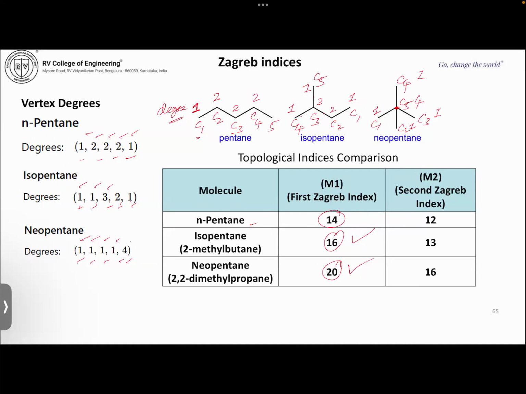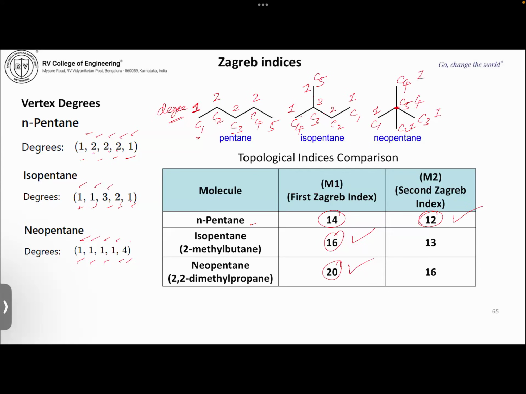Then the second Zagreb index, M2, is the product: the degree of i into the degree of j for adjacent vertices, and then the sum of all those products. So 1 into 2 is 2, 2 into 2 is 4, plus 2 into 2 is 4, plus 2 into 1 is 2. So you will get Zagreb index 12.